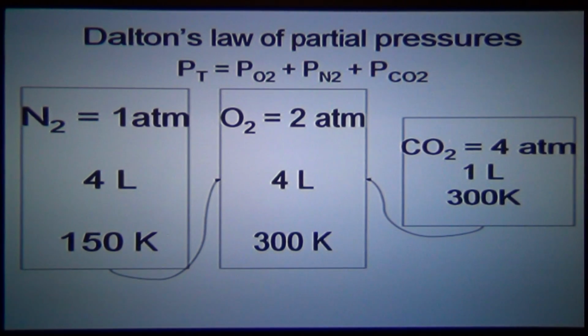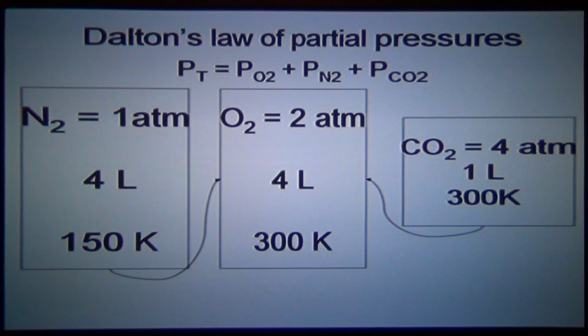Let's look at an application of Dalton's law. You see in front of you that we have 3 containers. In container 1, on the left-hand side, we have nitrogen. And nitrogen in its container is exerting a pressure of 1 atmosphere. And the size of that container is 4 liters and the temperature is 150 Kelvin.